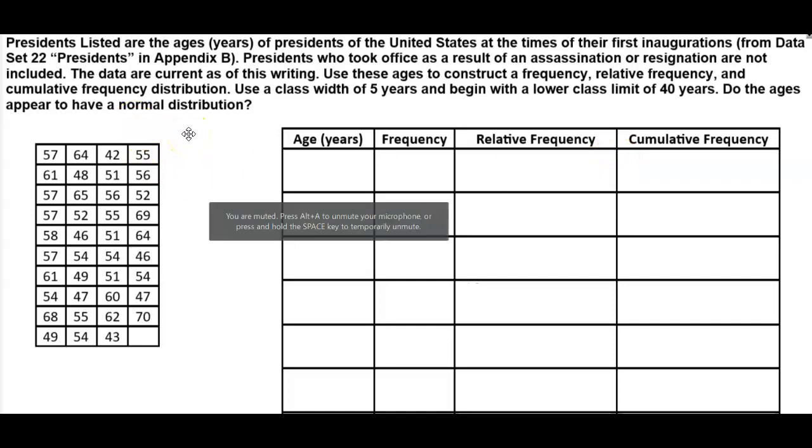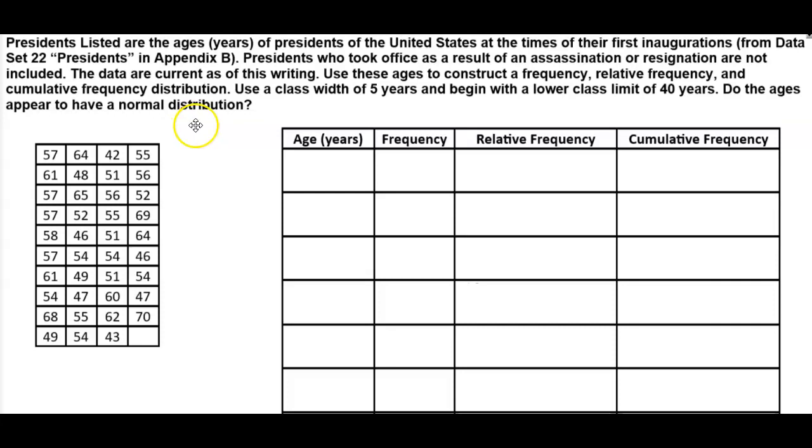Presidents listed are the ages, in years, of presidents of the United States at times of their first inaugurations. This is from dataset 22 Presidents in Appendix B. Presidents who took office as a result of an assassination or resignation are not included. The data are current as of this writing.